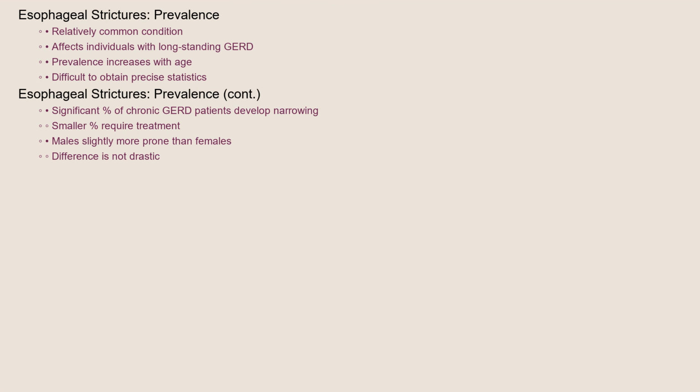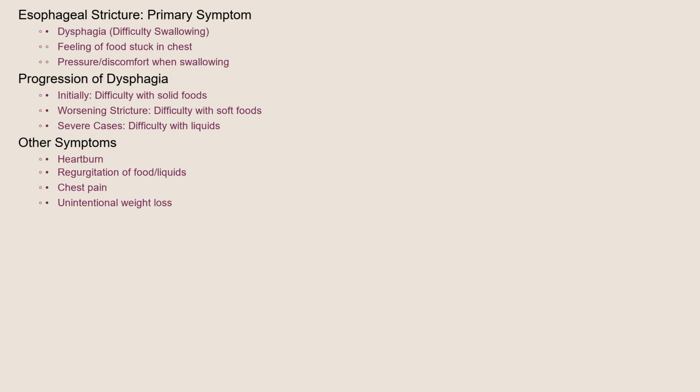Population studies suggest that males are slightly more prone to developing esophageal strictures than females, but this difference is not drastic. The primary symptom of an esophageal stricture is dysphagia, or difficulty swallowing. This can manifest as a feeling that food is getting stuck in the chest, or a sensation of pressure or discomfort when swallowing. Initially, dysphagia may only occur when swallowing solid foods, such as meat or bread. As the stricture worsens, individuals may experience difficulty swallowing soft foods and, in severe cases, even liquids.